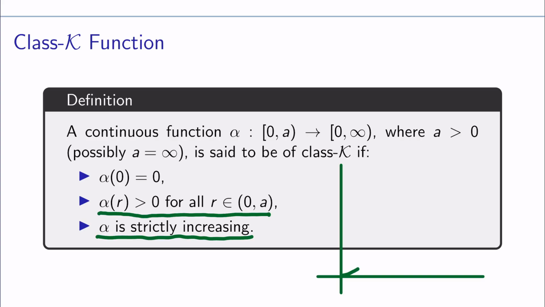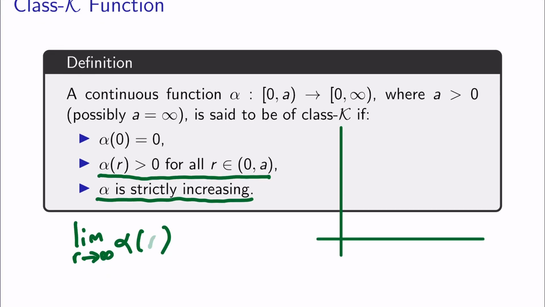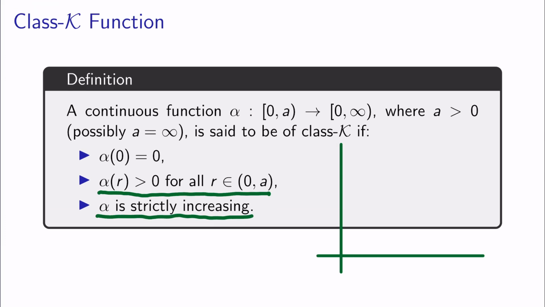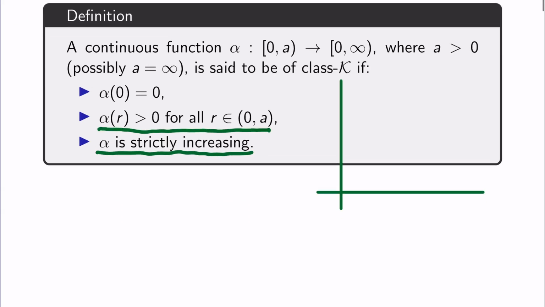I don't even need to state that, but that doesn't mean that alpha of r would go to infinity. That doesn't mean that. You can strictly increase, but you wouldn't reach infinity as t goes to infinity. There are many examples for that.